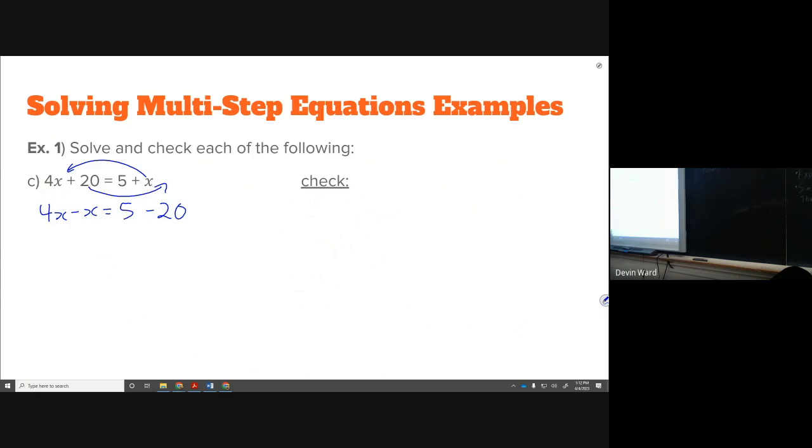Okay? And now we have all our letters together, all our numbers together. We can simplify a little bit. 4x minus 1 more x will leave us with 3 x's altogether. And 5 minus 20 is negative 15. Now I can bring my 3 over. So I have negative 15 divided by 3. So x equals negative 5.